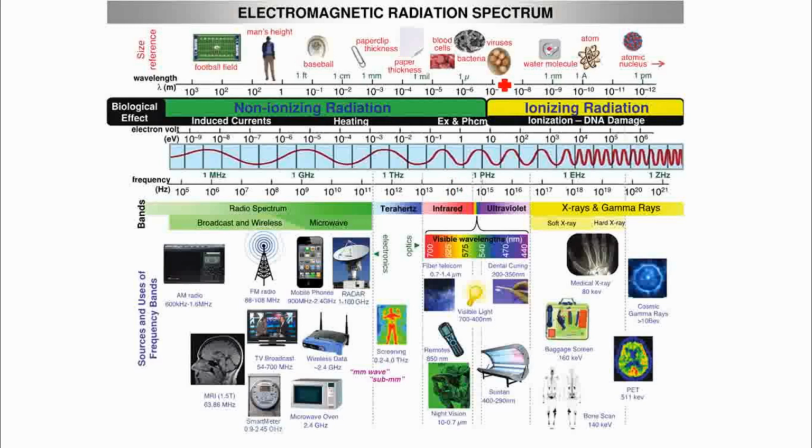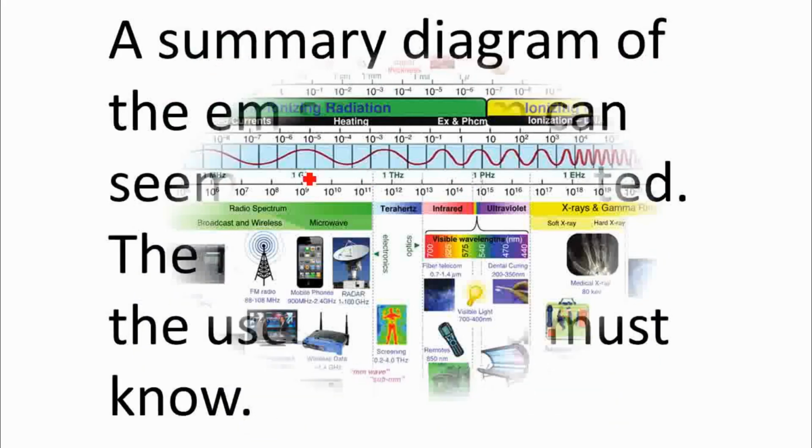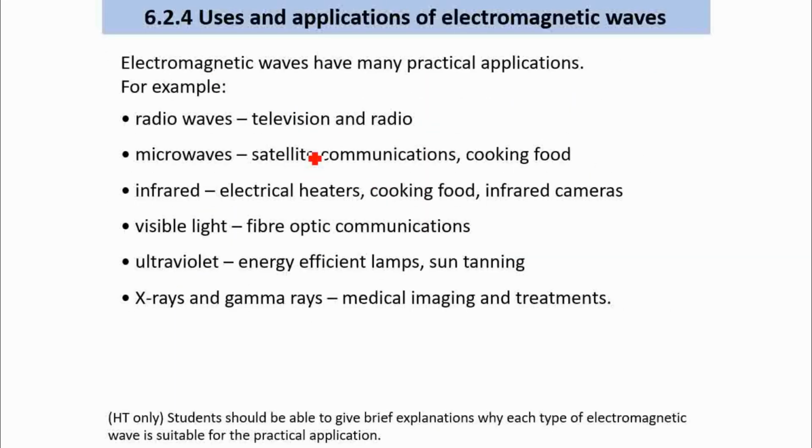Good. Now, there are lots of uses of electromagnetic radiation which you need to know. That is very complex, so here is a summary. Radio waves, get your flashcards ready, make sure you put that on. It's used for television and radio. Microwaves: satellite communication. Infrared: your heaters. Visible light: we use that for fiber optic communication. Then UV is used for lots of different things, like sun tanning. X-rays and gamma rays are used for medical imaging and treatment.